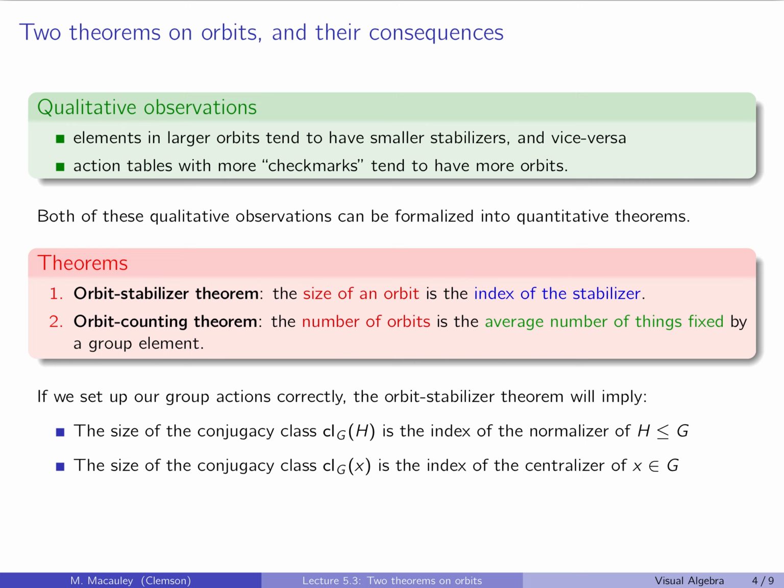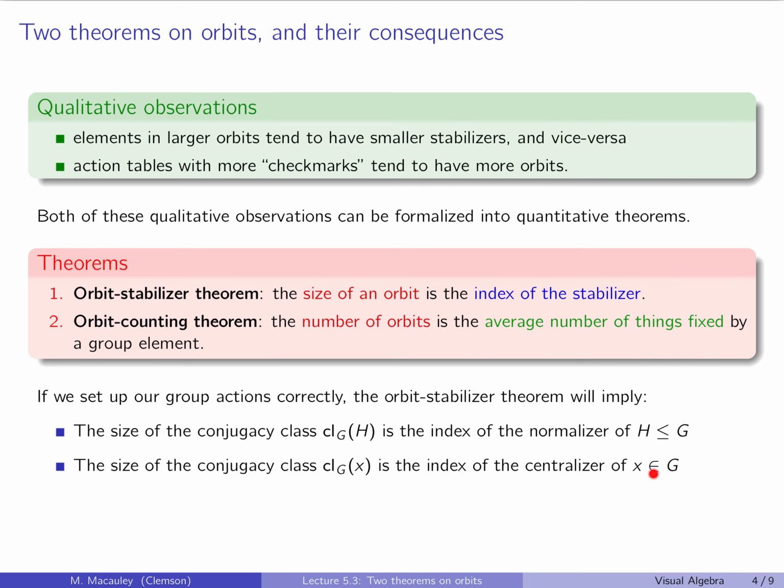And secondly, the size of the conjugacy class of an element is the index of the centralizer of that element. And I say it implies this because if we set up our group actions correctly, the conjugacy classes will be the orbits, and the normalizer and the centralizer will be the stabilizer. We can also determine the number of conjugacy classes of subgroups or elements from the orbit counting theorem. That's a result that we have not yet seen before.